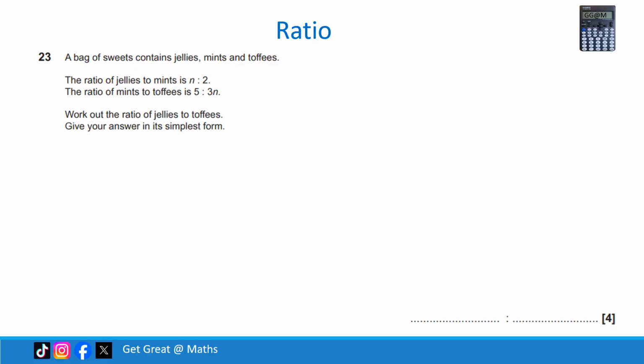This is a ratio question and we're going to be looking at some keywords within this question. Now the keywords are jellies, mints and toffees. Now you need to make sure that you're reading the question really carefully so you know what the key facts of this question are. Now the ratio of jellies to mints is n to 2. The ratio of mints to toffees is 5 to 3n. And you've got to work out the ratio of jellies to toffees. And you've got to give your answer in its simplest form, and this is worth 4 marks.